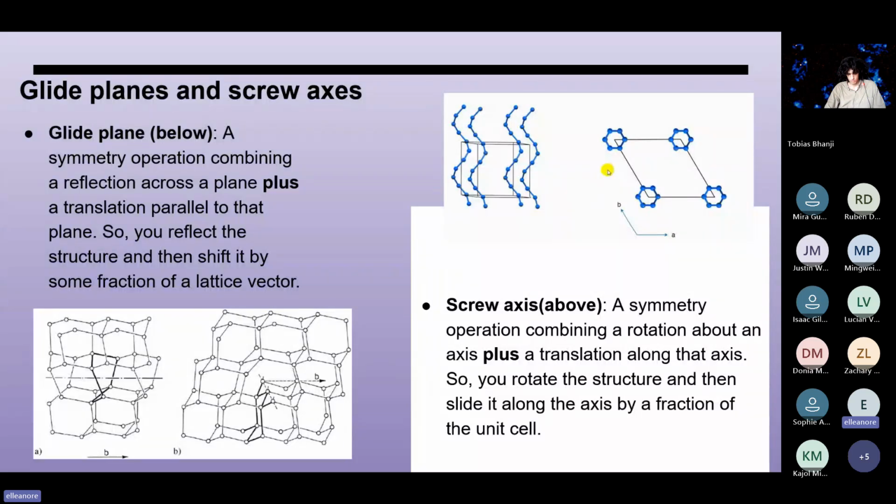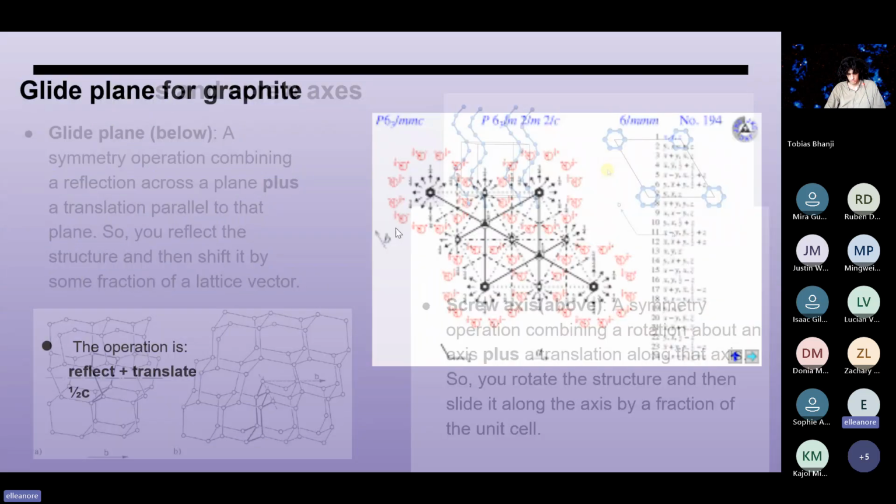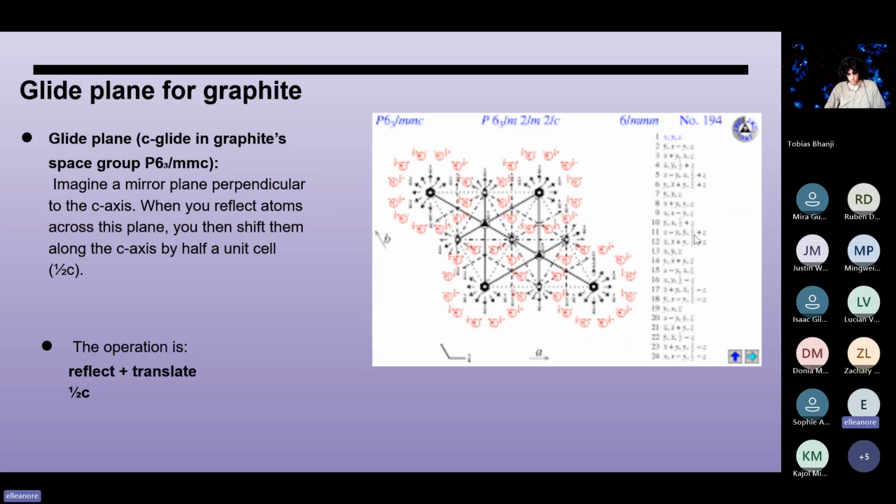So specifically for graphite, it will take quite a while to describe, and I do not have the capabilities to describe this, but I just wanted to show how many small steps it would come to getting the full glide plane of the full structure. But essentially, it's a mirrored plane perpendicular to the c-axis.